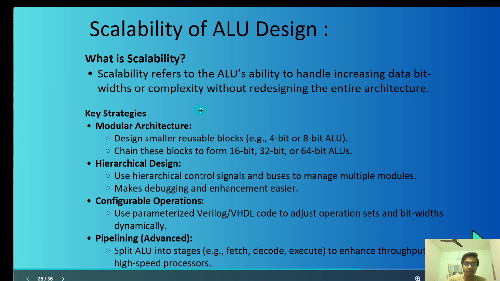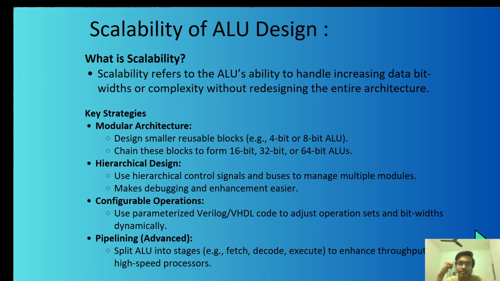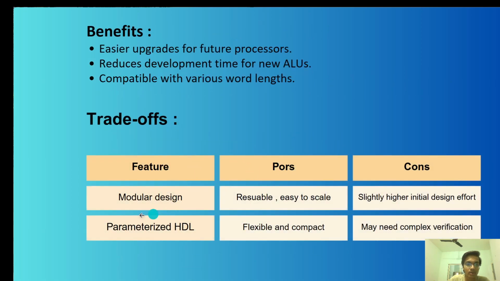Scalability. Here, if we want to do an 8-bit addition but we have a 4-bit ALU, how can we do that? By linking this 4-bit ALU in a chain of blocks and making it 8-bit. This can be considered scalability. Modular architecture is one example of it: design smaller reusable blocks like 4 or 8-bit, then chain them to make 16, 32, and so on. There is also pipelining, but no need to learn about it right now.